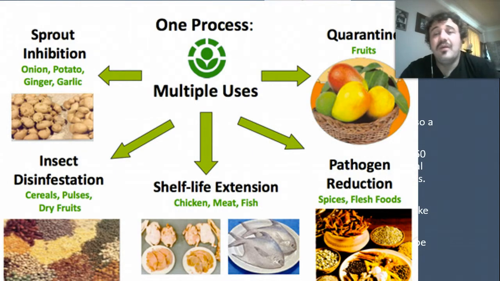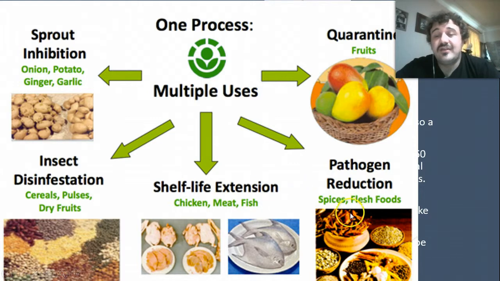Okay, so one process, multiple uses. Basically, you can use it in quarantine. So if food's coming from an outside place, we want to make sure that it's not got any bugs in it or anything like this. We'll hit it with the cobalt-60. You can also kill pathogens, so killing off all the things which might be dangerous in there.